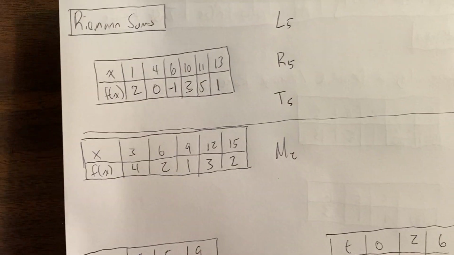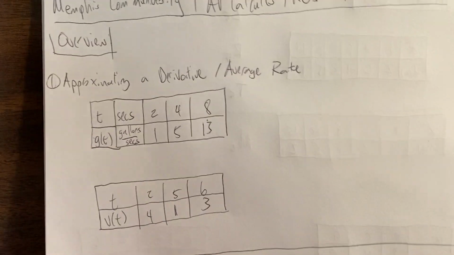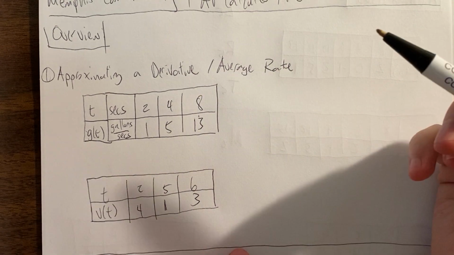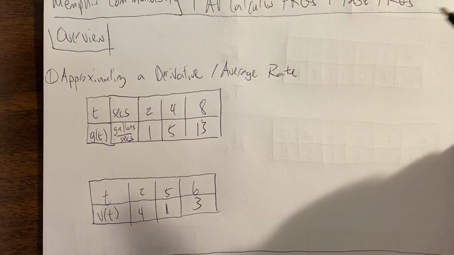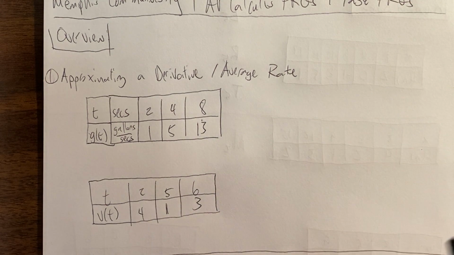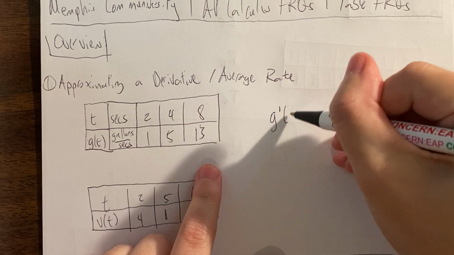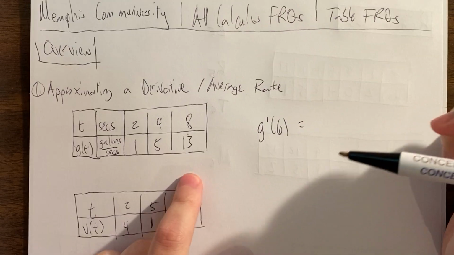Again, the first thing they like to do, let me flip the page, is approximate a derivative. So we're going to be careful with that. This is usually the easiest question. Derivatives are, of course, calculus slope. So approximating a derivative is usually algebra slope. For example, let's say we want to approximate g prime of 6.